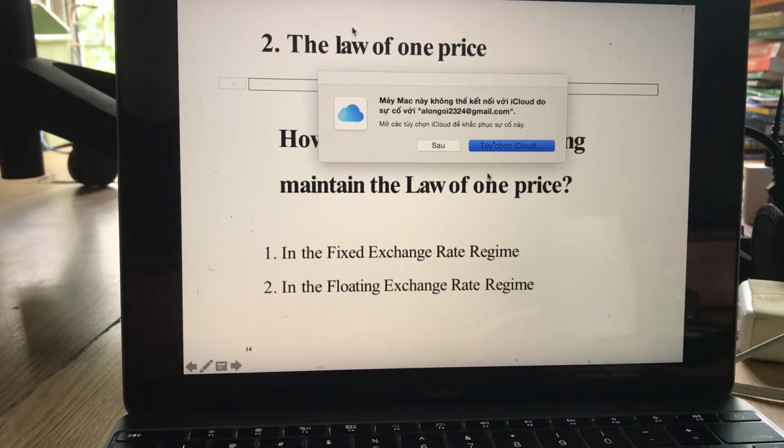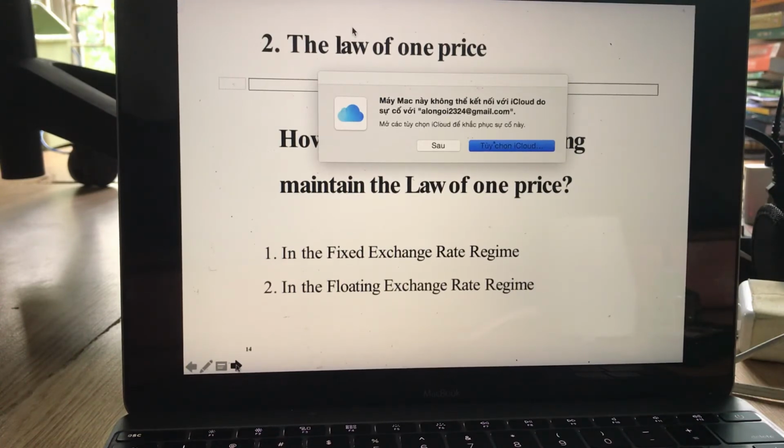On the slide, I put the content I have introduced and explained to you so far: the mechanism to maintain the law of one price. So we have the two scenarios when P is greater or less than EP star, and in each scenario we analyze under the fixed exchange rate or floating exchange rate, and you make a conclusion about that.